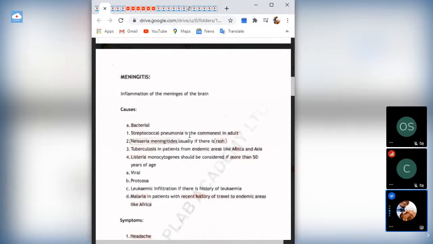And it's non-blanching. That's how you know it's from meningococcus, all right? It's non-blanching, like when you place a bottle over it, it doesn't blanch. Then Listeria monocytogenes is considered in elderly people, the extremes of age, right? Elderly people and children, consider Listeria monocytogenes.